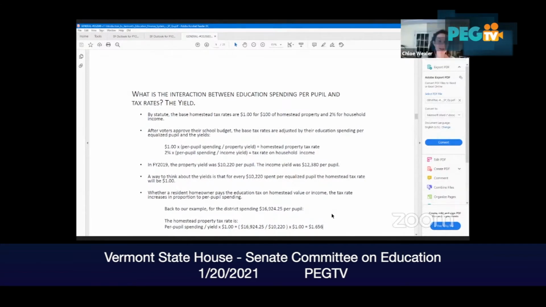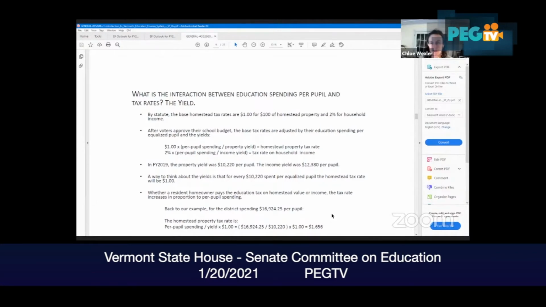Yes, exactly. And anything that the district does beyond that is going to raise their tax rate. Yes, that is a way to think about it. That's a great question, and it was very well phrased.